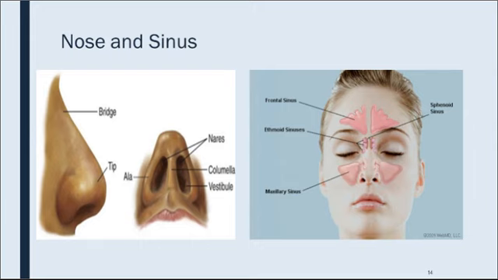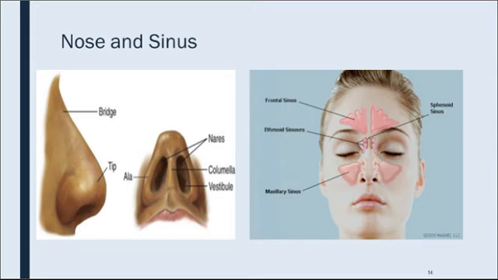Ask about epistaxis, which is nosebleeds, which I have that term at the end of the slide to help you. Has there been a change in their smell? Have they ever broken their nose? Do they have trouble breathing out of one side? When you look, you will look for a deviated septum.